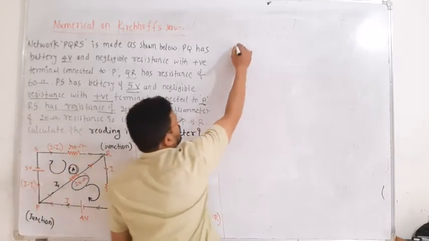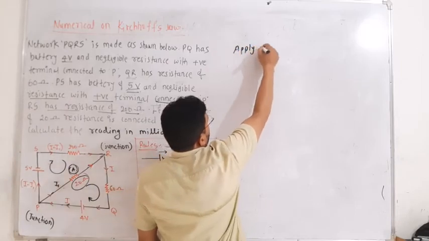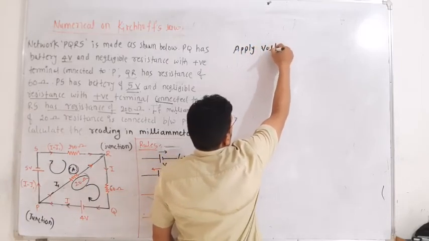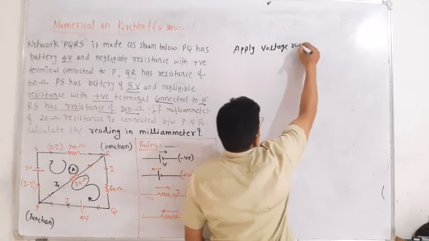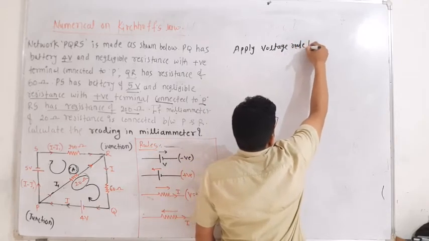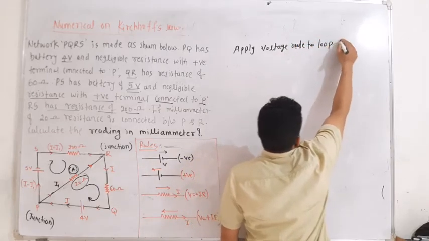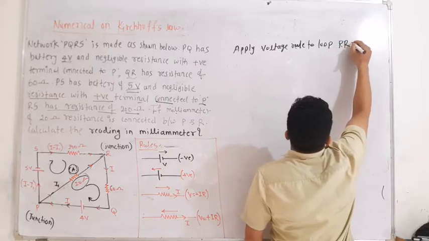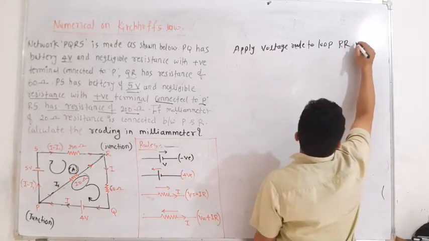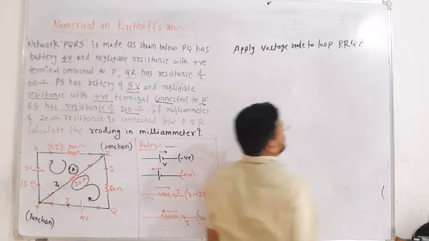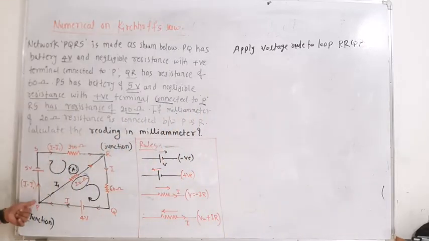Okay, so I will write it down here. Applying voltage rule to loop PRQP. The voltage rule is nothing but the potential drop across any closed loop: the sum of the potential drops is 0.